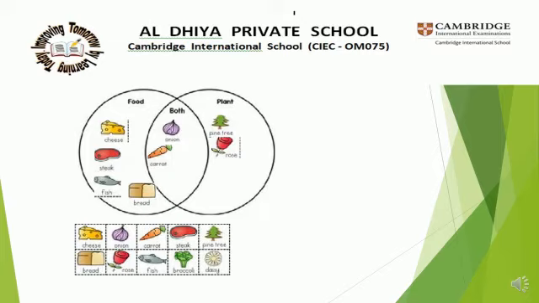And the next one is broccoli. Broccoli is a plant product that we are using as a food. So where we have to draw? In both, or in plant or in food? We have to draw in both, because broccoli is the food as well as it is the plant product.